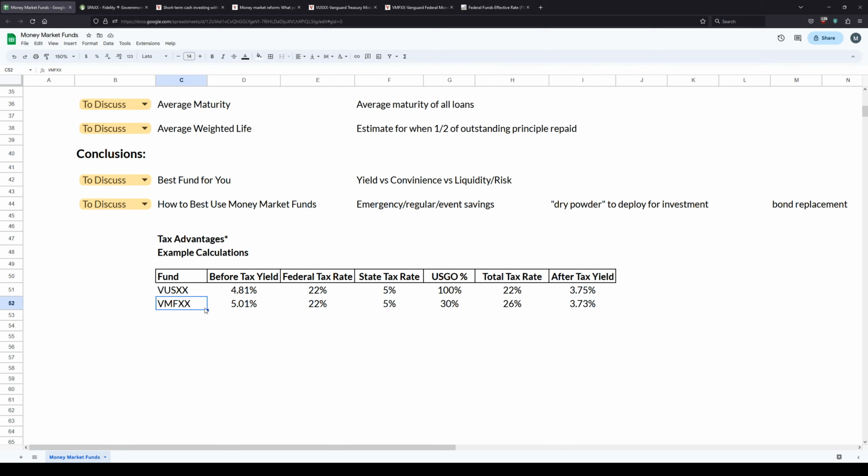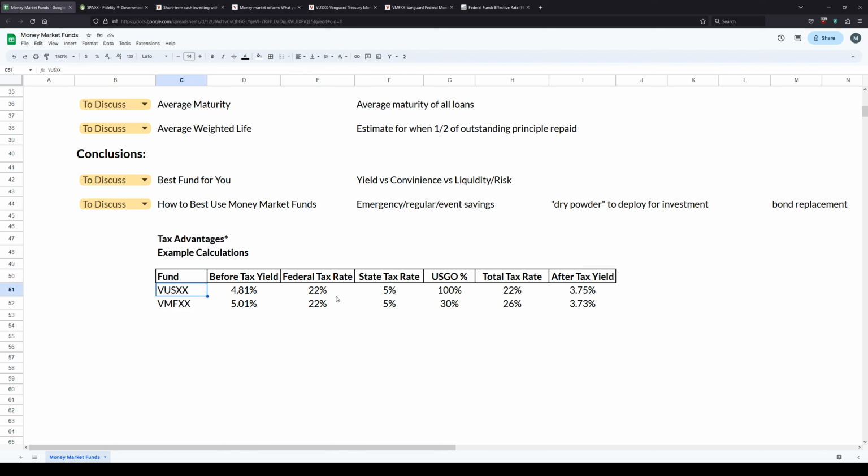For the Vanguard Federal Money Market Fund, despite the name federal, it invests just 30% in US government obligations, which means that 30% of this yield is exempt from state income tax, but you'll still be paying 5% on the other 70% that wasn't invested in USGOs. So this means your total tax rate is a bit higher in this case because you are paying that state income tax, and that reduces your after-tax yield, in this case, to a little bit less than the Treasury money market after-tax yield. So this is something you should consider when picking the best fund for you, especially if you have access to both these funds with a Vanguard account.